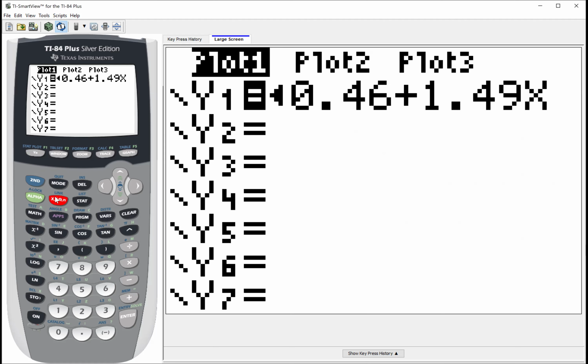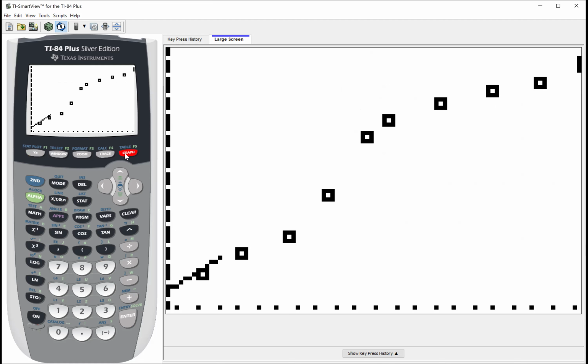You see that red button that just got highlighted next to the green alpha button? If you press that, it'll pull up an X. And now just press graph again. And that line is going to get graphed right over our scatter plot. And see how nicely it fits that data set. So we call this the line of best fit. It's the regression line that's going to represent the best model for our data to model the relationship between X and Y.